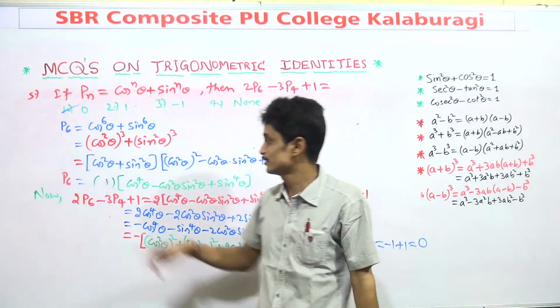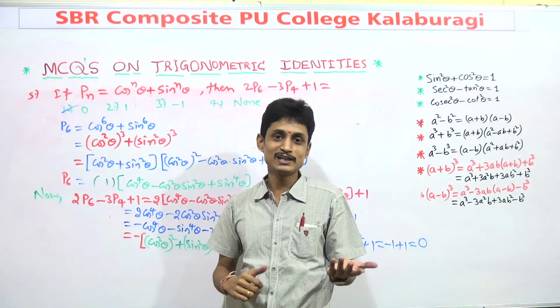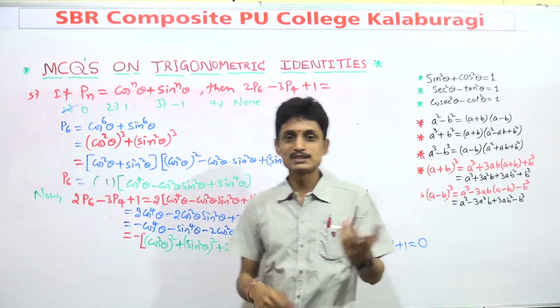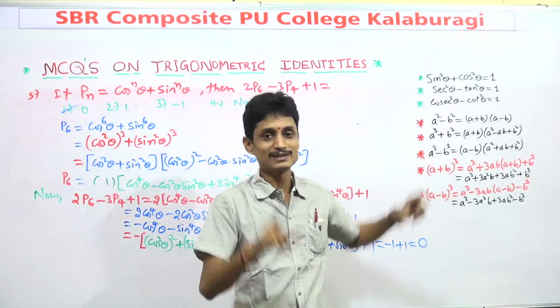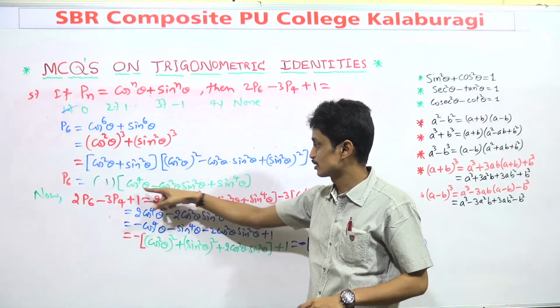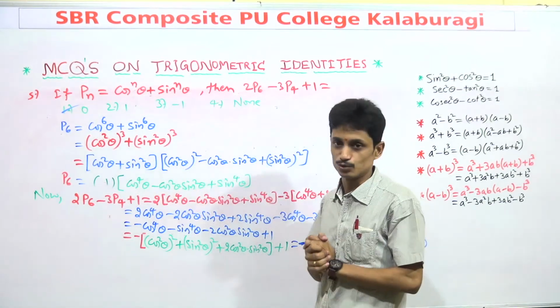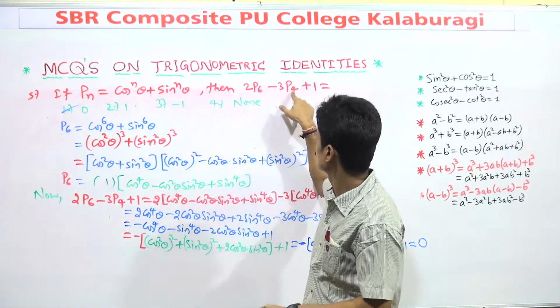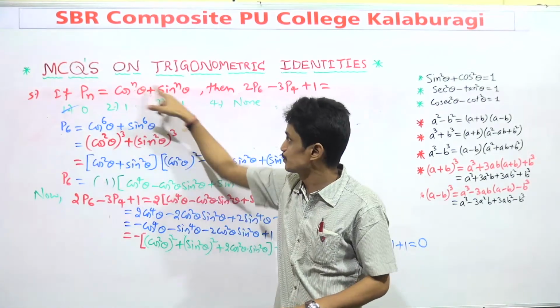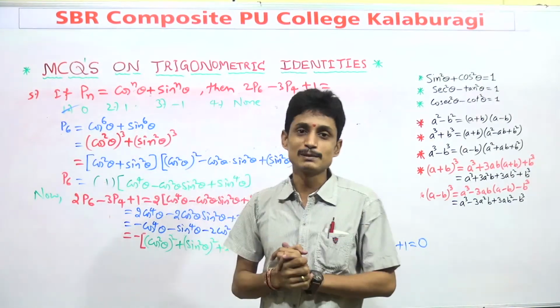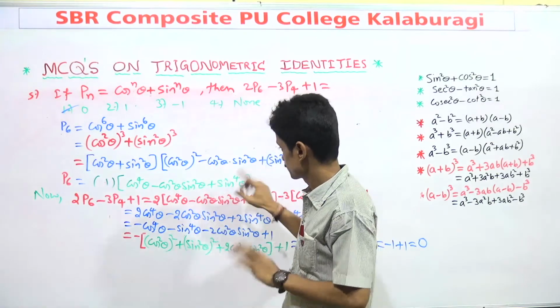What is the A value? Cos square theta. What is the B value? Sin square theta. Now cos square theta plus sin square theta, in standard form, that value is 1. That's why I have written 1, and removing the bracket, cos power 4 theta and sin power 4 theta. Further, I did not simplify because P4 means cos power 4 plus sin power 4. Here too I have the terms, so I can easily simplify it. That's why I went up to this step.